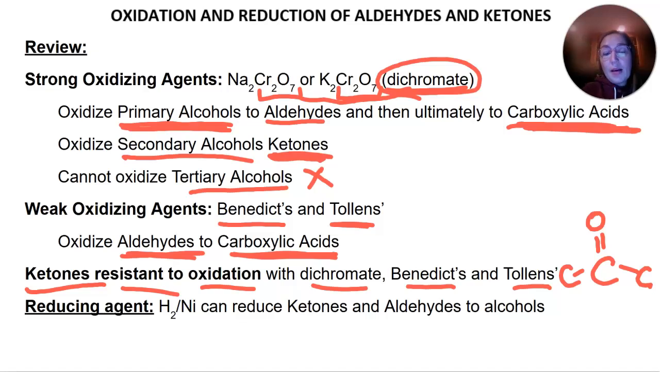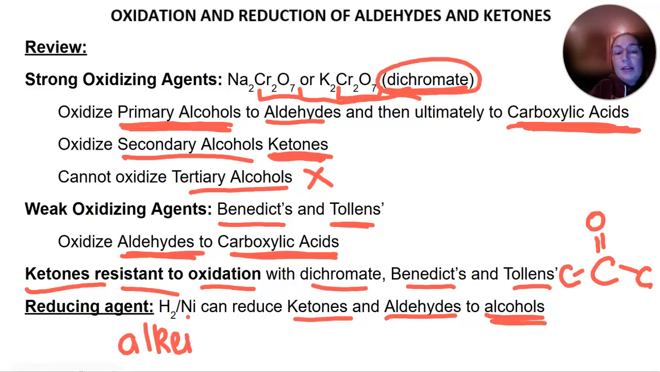And then we can reduce ketones and aldehydes, reduce them back to alcohols with hydrogen and nickel for a catalyst. Now, we learned that this catalyst can be used to take an alkene, so a CC double bond, and react with it, right, and add hydrogen across the double bond.